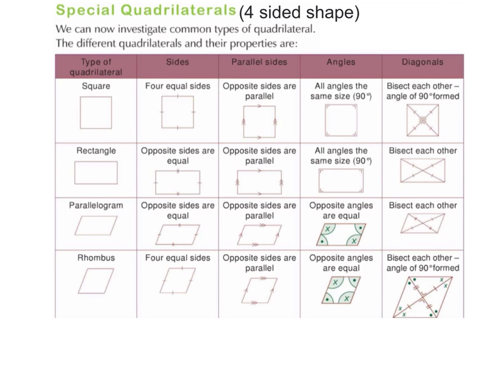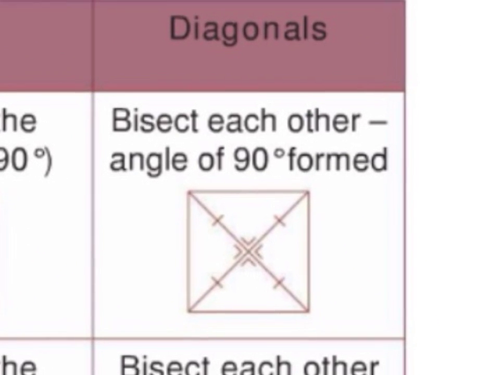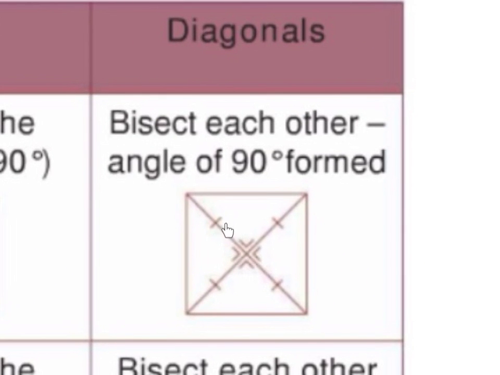So if we look at this a little bit closer. The diagonals bisect each other, which means they cut each other in half. So this diagonal cuts the other one in half, which means that this line is the same length as this line, which is the same length as this line, which is the same length as this line. That's why they have those little smaller lines inside them. So for example, if this is 5 centimeters, then this is 5 centimeters, this is 5 centimeters, and this is 5 centimeters. And we have 90-degree angles in the center. So four 90-degree angles where the diagonals bisect each other.